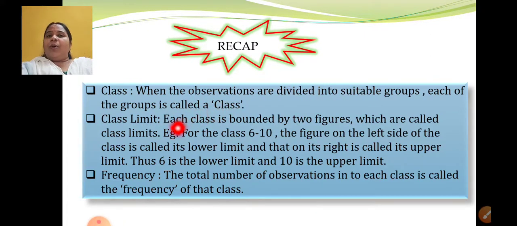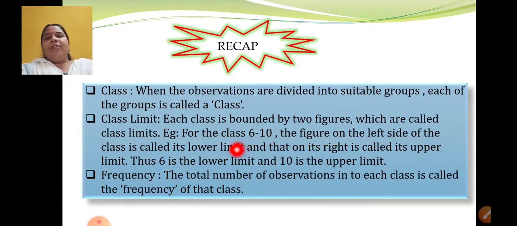Then I have told you about class limit. Each class is bounded by two figures which are called as class limits. For example, if 6 to 10 is the class, I have already explained all this. I hope you remember what is lower limit, the lower number or the least number. The figure to the left side is called as the lower limit. The figure to the right side, that is a higher number of these two, is called as the upper limit. The 6 is the lower limit and 10 is the upper limit.